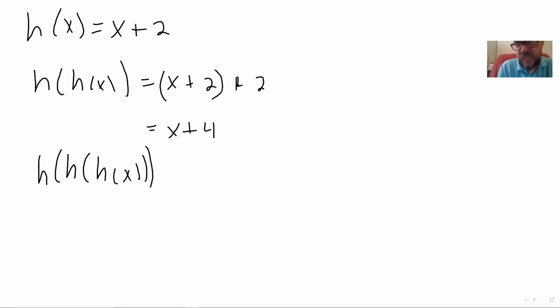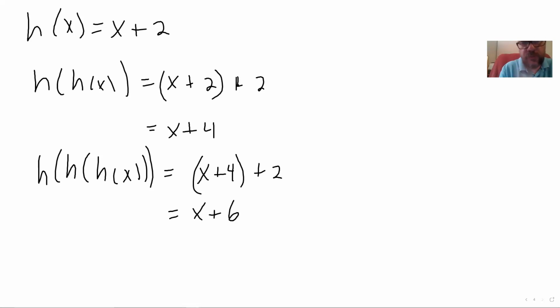If I do h of h of h, I bet you can guess what it is. That's really just h 3 times, right? I'm taking x, putting it into h, and then putting that into h, and putting that into h. So I'm doing h 3 times to x. It's going to be x plus 6, right? So this is x plus 4 from the inside plus 2, which is x plus 6.